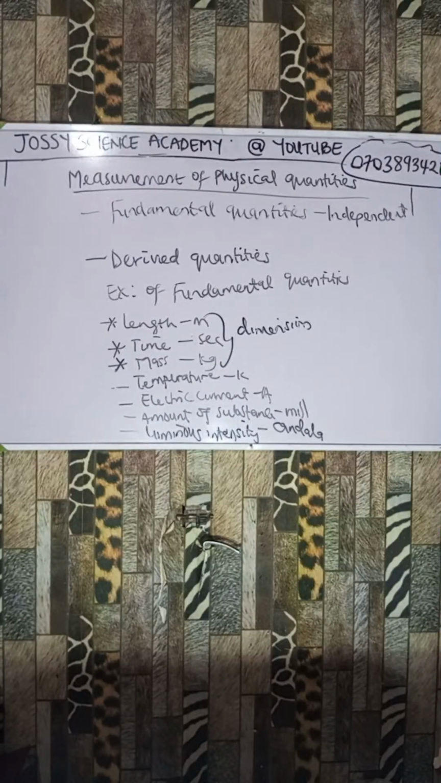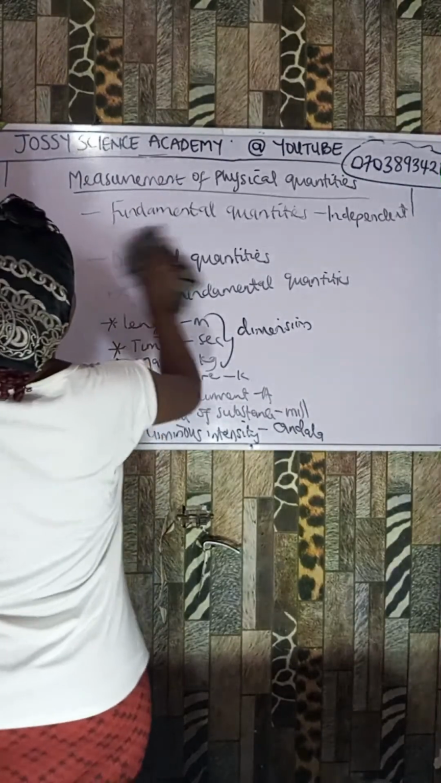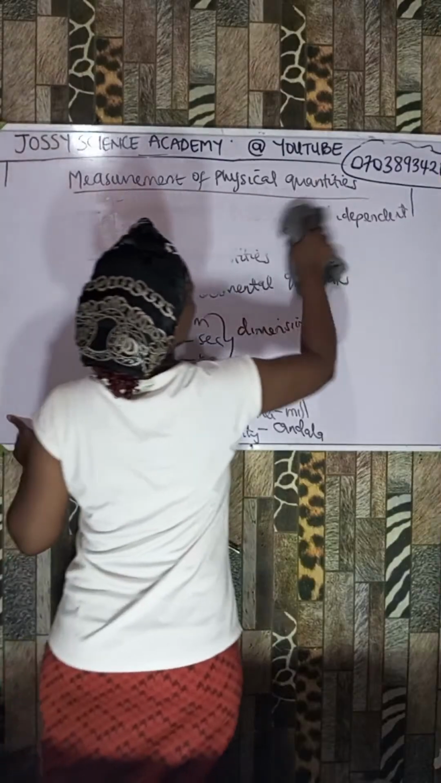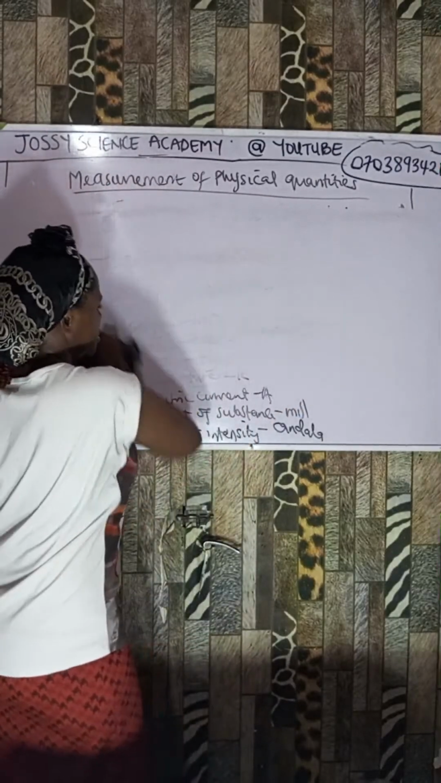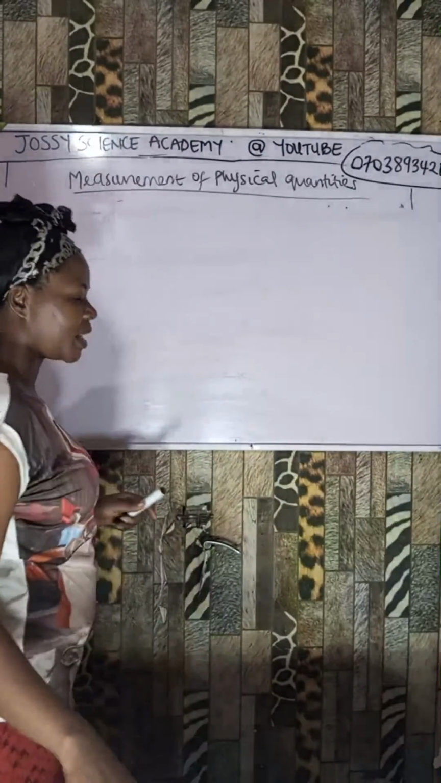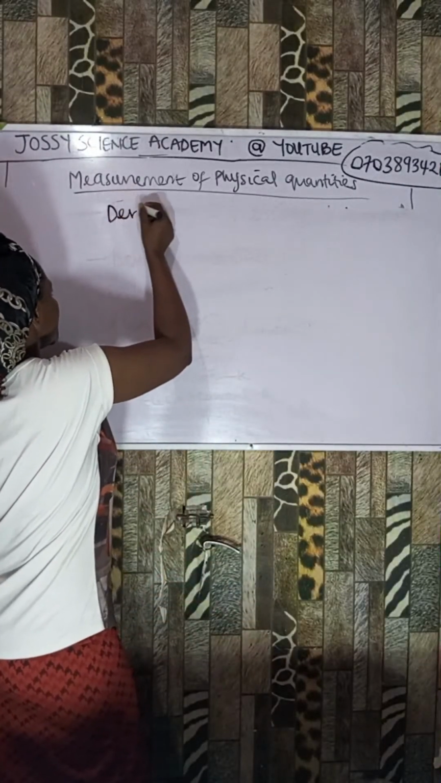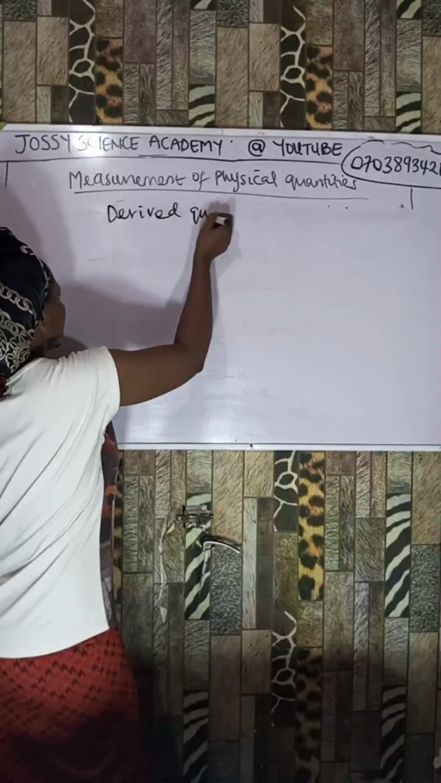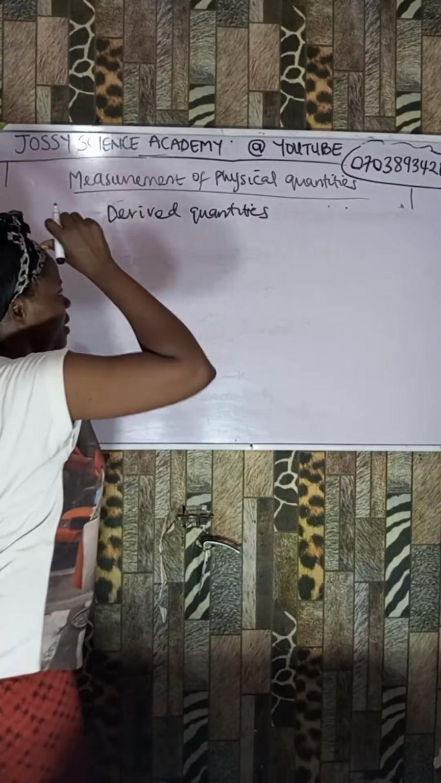All right. So let's go to derived quantities. Derived quantities. Like I said, as fundamental, they are independent. So in derived, they what? Derived, they depend on other quantities to survive. Okay?